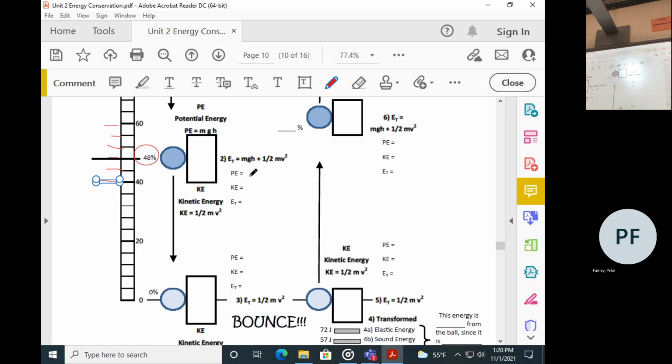Now the tricky part, the bounce. So for the bounce, to begin with, I want you to once again carry over the total energy.